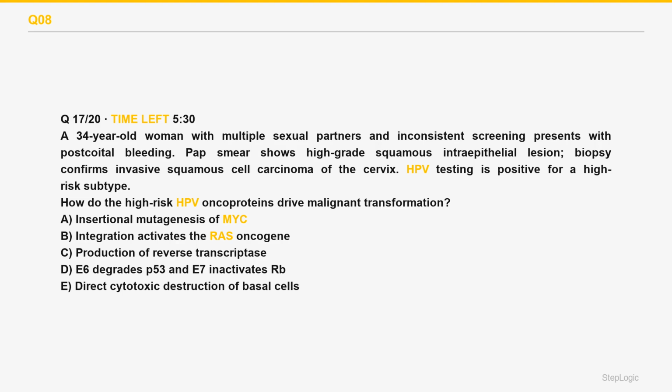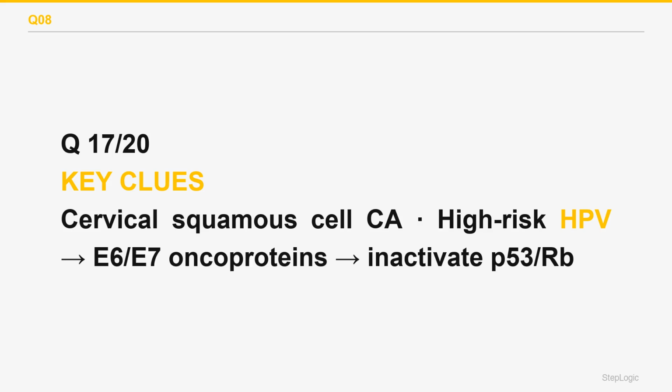Read the command: how HPV oncoproteins drive transformation. Cervical squamous cell carcinoma, high-risk HPV. E6 degrades p53. E7 inactivates RB. High-risk HPV subtypes, most importantly 16 and 18, cause cervical cancer through two viral oncoproteins, E6 and E7.